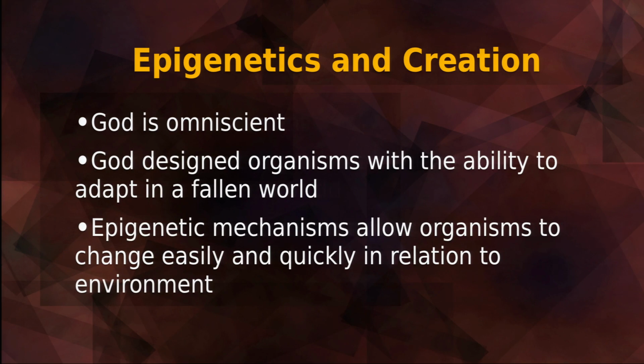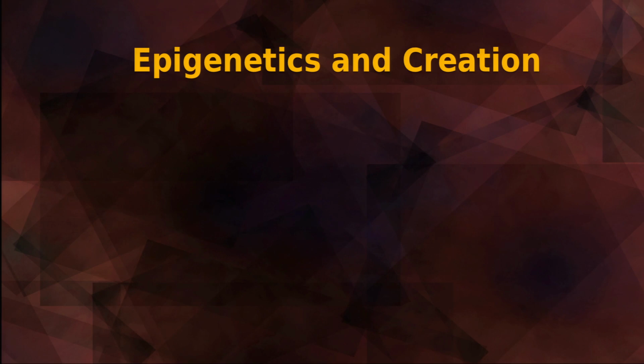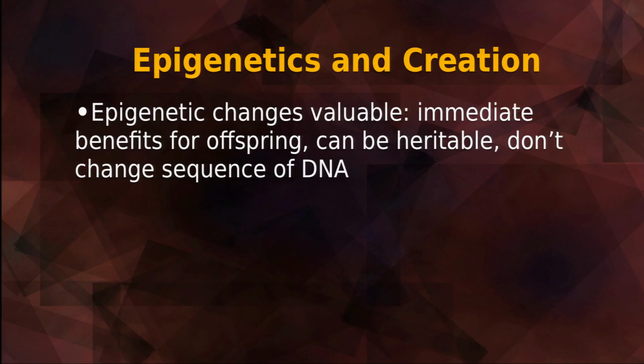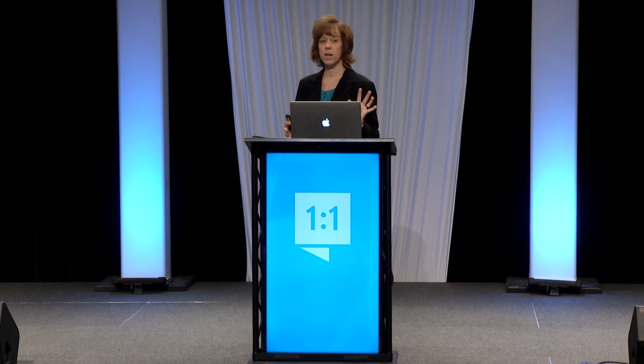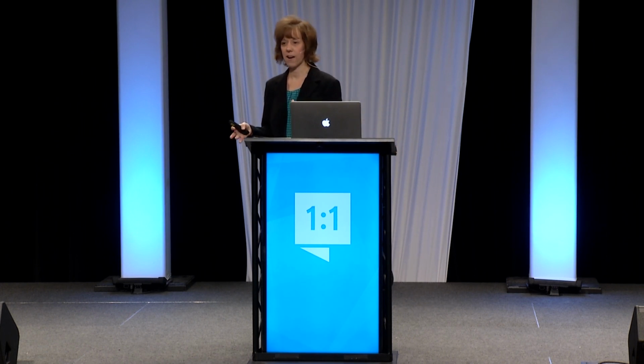So epigenetic mechanisms allow organisms to change easily and quickly in relation to their environment. So if they need to change again in the future, they can do that. Those changes are valuable. They provide immediate benefits for the offspring. They are heritable, but they don't ultimately change the sequence of the DNA. So it's kind of a cool way, right? To change the expression of the genes without making major lifelong, so to speak, changes. So this is totally consistent, forward-thinking design, right? And preparation with what you would predict starting with God's word, and God is the designer and creator of our DNA. This is design. This is not disorder.